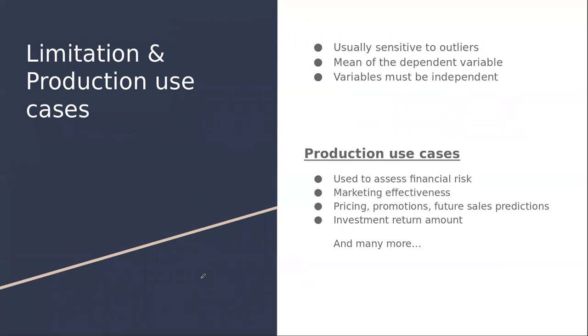Now, limitations and production use cases. Usually, regression is pretty sensitive to outliers, and that has been tackled by XGB regressor and random forest regressors. And regression to the mean of the dependent variable, we will talk about this pretty interesting topic. Well, let's talk about it.